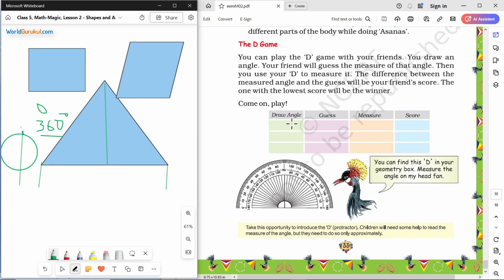If you have a compass box, you will have this D-shaped item that is called a protractor, where you can check all the angles. You will measure the angles of any object. You can play with this protractor for marking angles, making angles, drawing angles. This is the most useful tool in drawing pictures. This is the most useful mathematical tool.